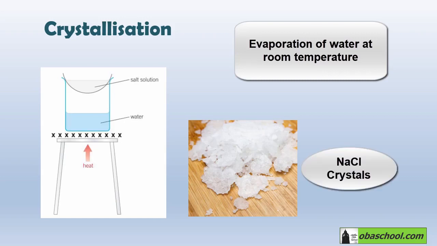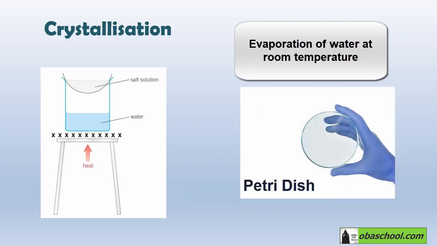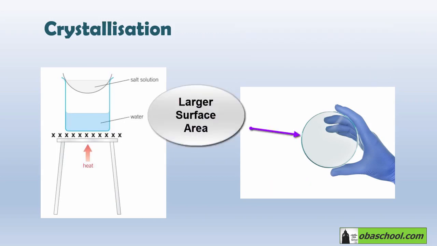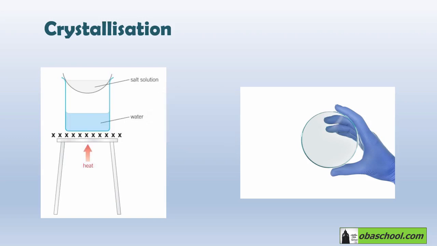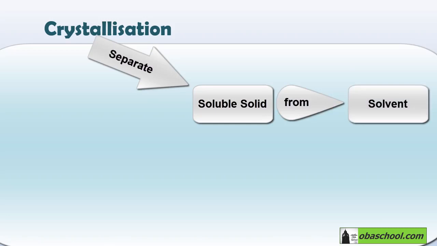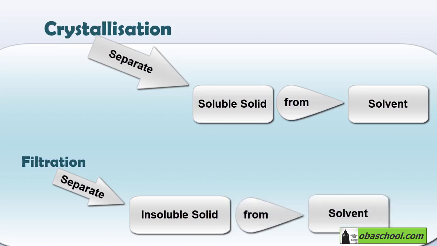of NaCl crystals. You can also use a petri dish like the one shown here in the final step, which means when you leave the water to evaporate at room temperature, because this provides a large surface area for the water to evaporate from. So, crystallization allows you to separate a soluble solid from a solvent. Whereas filtration, as we have seen, allows you to separate the insoluble solid from the solvent.